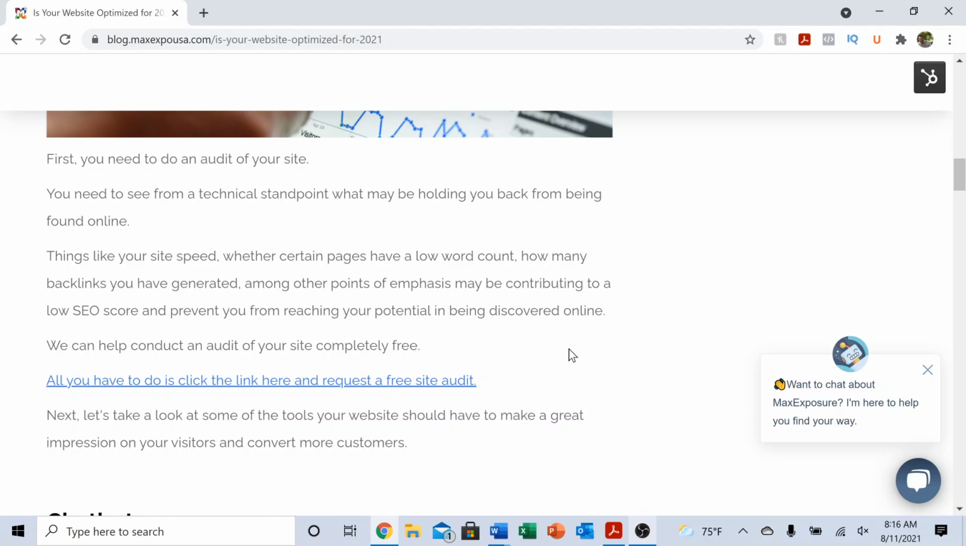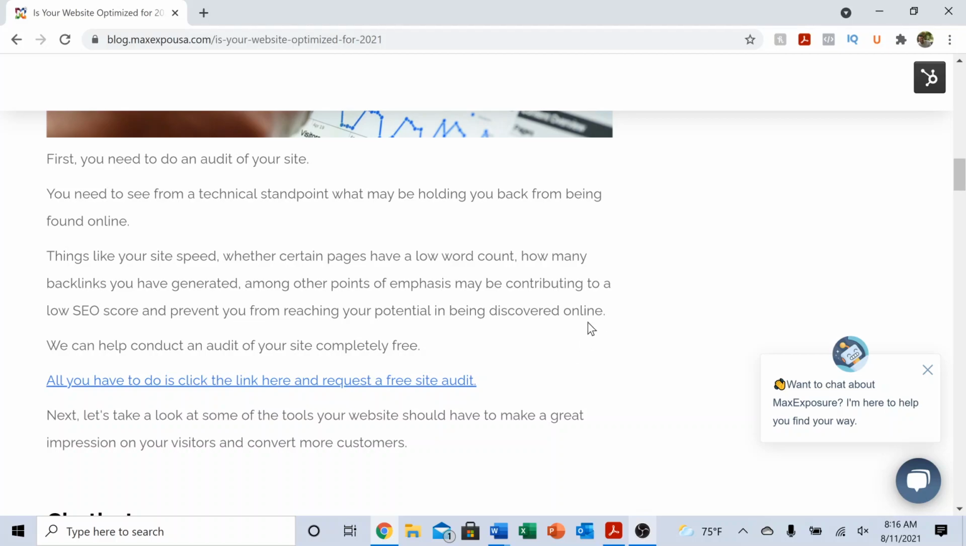But you want to take a look at things like your site speed. How quickly does your site load on mobile devices, because that's where a lot of your potential customers are going to be coming from nowadays. Whether certain pages have a low word count, and that could be impacting your SEO ranking. How many backlinks you've generated. There are a number of things that you want to take a look at when it comes to your website and whether it's well optimized in an SEO sense or not.